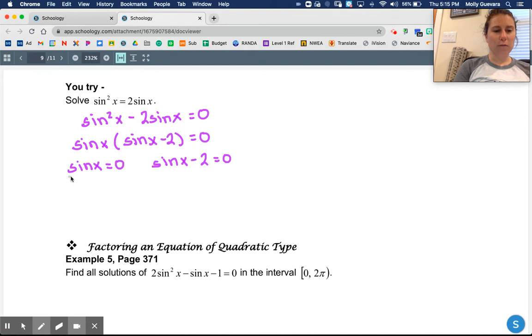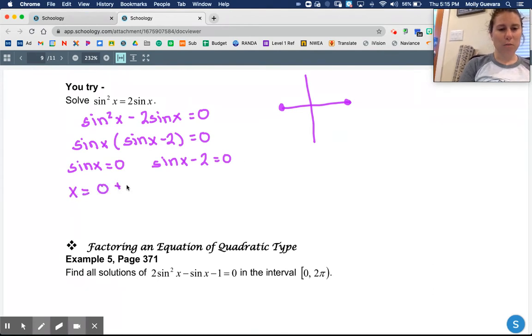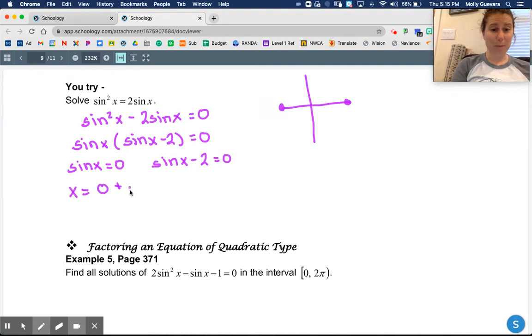Okay, so the first one, what angles are sine of x equals 0? Remember, sine is your y coordinate. So right here is 0 and right here is 0. So x is equal to 0 radians plus, what do I have to do to get to the next one? Add pi, right? Plus pi n, when n is in the set of all integers. So just keep adding pi.